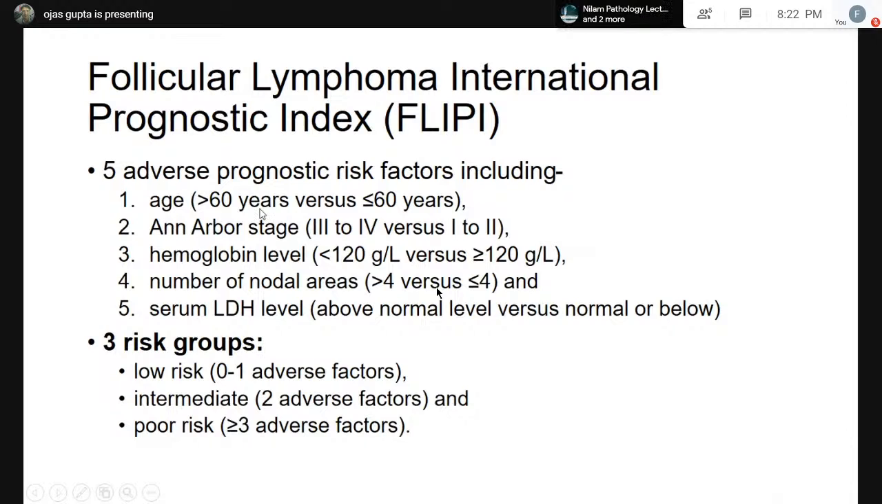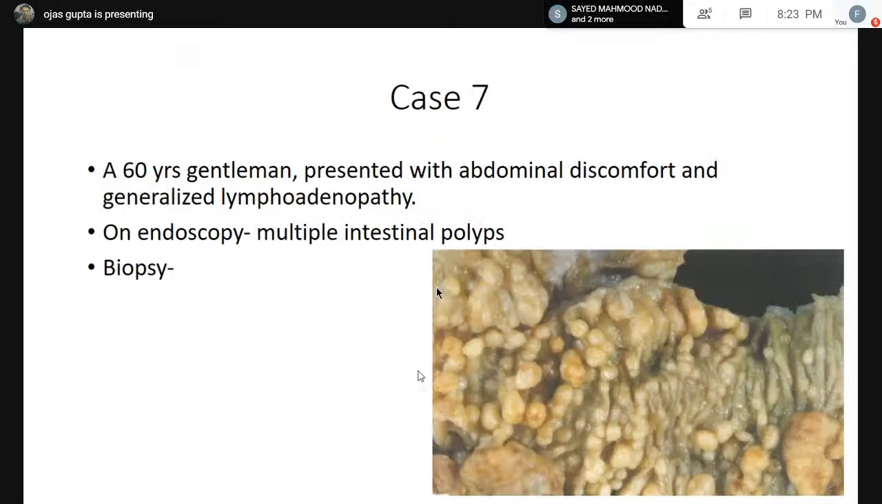A patient with an age of more than 60 years will have a poor prognosis, and Ann Arbor stage 3 and 4 will have a poor prognosis. A patient with hemoglobin of less than 12 gram per dL will have a poorer prognosis. More than 4 lymph nodes involved will have a poor prognosis, and high serum LDH will have a poor prognosis. So based on these, a scoring is given, and they are stratified into low risk, intermediate risk, and poor risk. So this risk stratification shows what the prognosis of these individuals is.